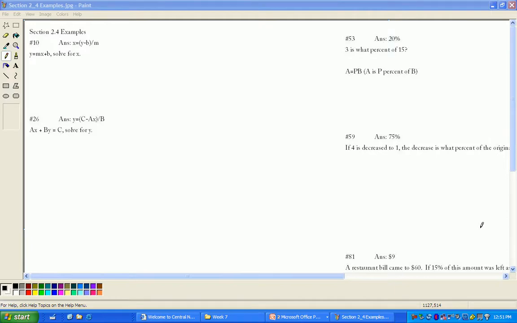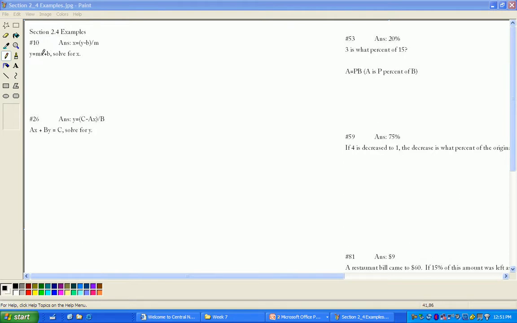Okay, we're going to go ahead and work some examples out of 2.4, solving for variables. Got a few good ones picked out here and working on percents. Number 10, first one we'll go ahead and work. Here they give us the equation of a line and they want us to solve for x. So this kind of looks like one of the examples we saw in our PowerPoint. Again, I just want to show you what that means.